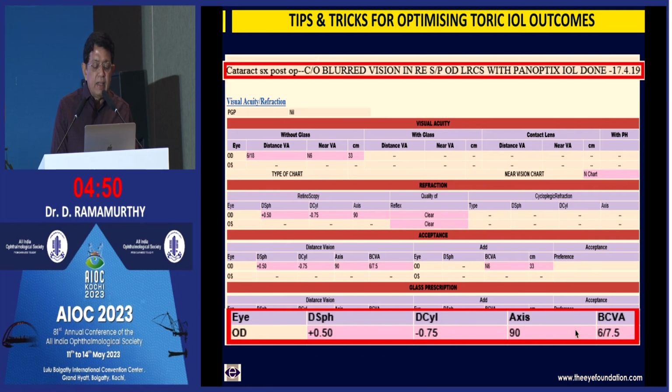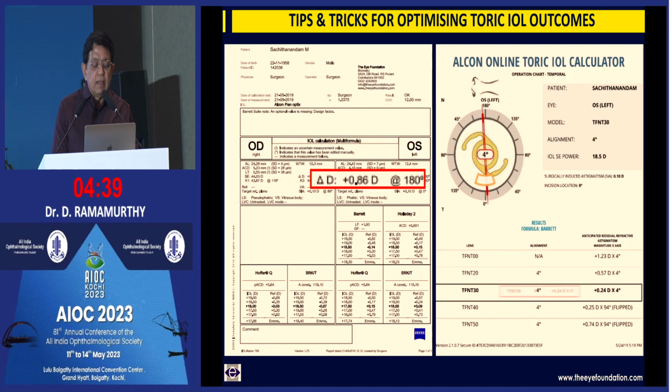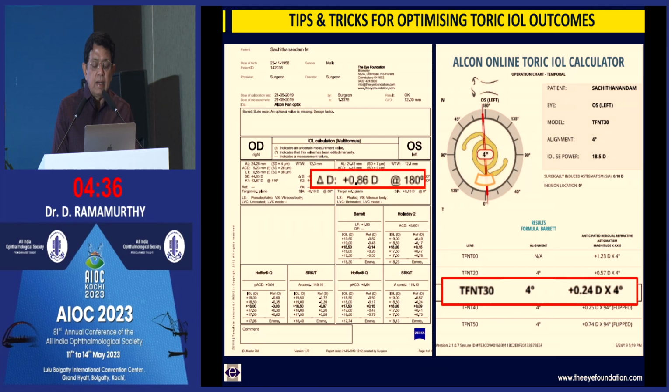And while waiting there, because he was planning to get the surgery done in both eyes, a week apart, he said, like, he believed in us. He said, let me go ahead and get the other eye operated. And almost the same amount of cylinder in the other eye, 0.86. And then what we did is to implant a toric trifocal lens in this case.